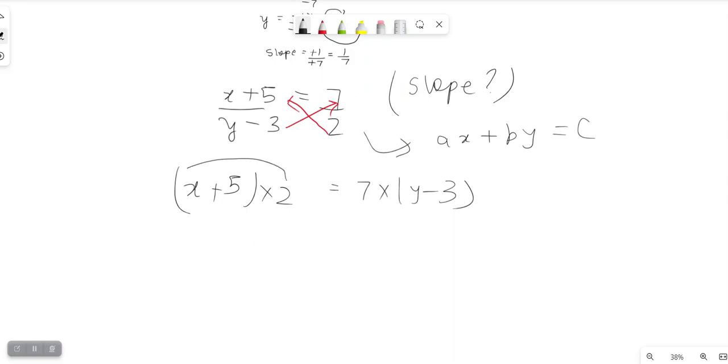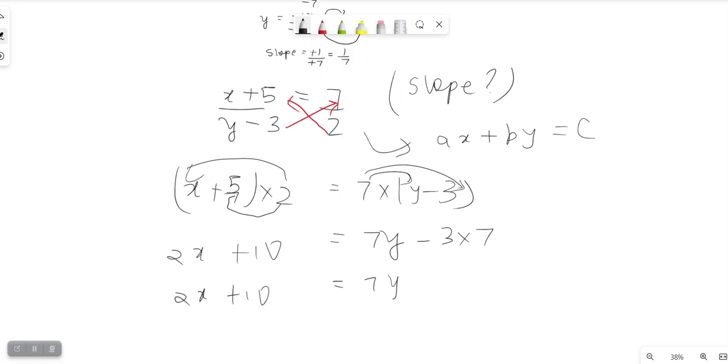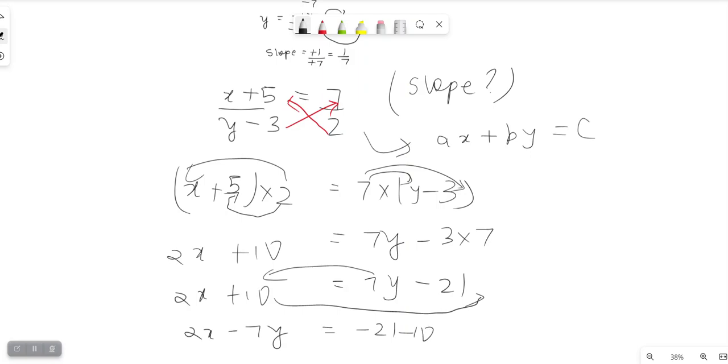Then bring it inside: you get 7x plus 35, and you get 2y minus 6. So we get 7x plus 35 is equal to 2y minus 6. Basically what I'm doing is keeping x and y on one side and numbers on the other side, so therefore I take this to that side.